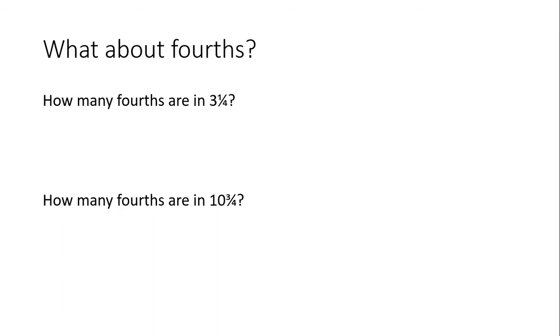What about fourths? Can we do fourths? All we need to do is multiply by 4. So press pause to try it, and then press play to check your answers. Let's check your answers. There are 3 wholes, 3 times 4, plus 1 more bit. So 3 times 4 is 12, plus 1 more bit is 13.